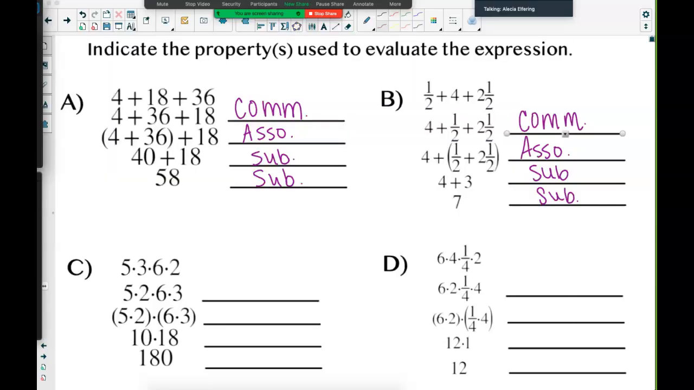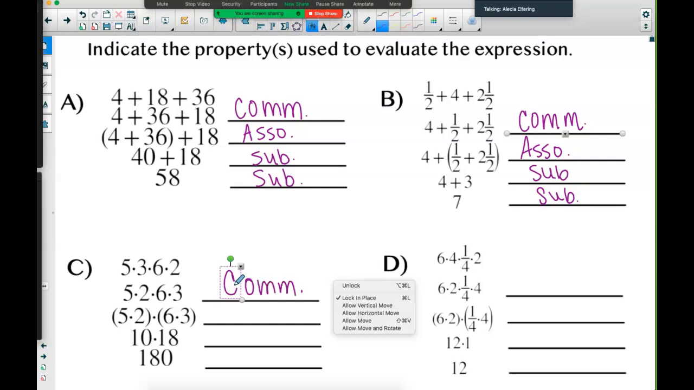Look at this one. 5 times 3 times 6 times 2 goes to 5 times 2 times 6 times 3. What property allows me to switch the order? Commutative. What property allows me to group the 5 and the 2 and the 6 and the 3? Associative property. Then 5 times 2 is 10 and 6 times 3 is 18. So what property allowed me to replace those? Substitution property, and then again the substitution property.